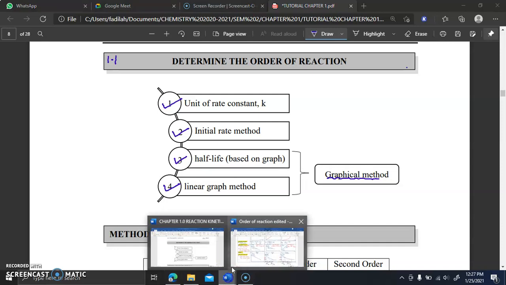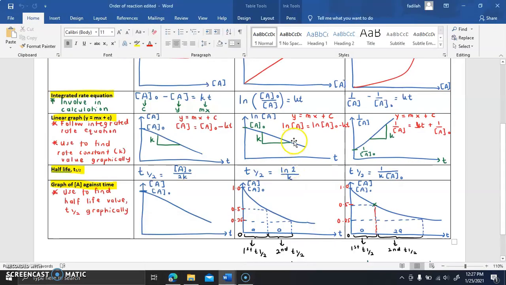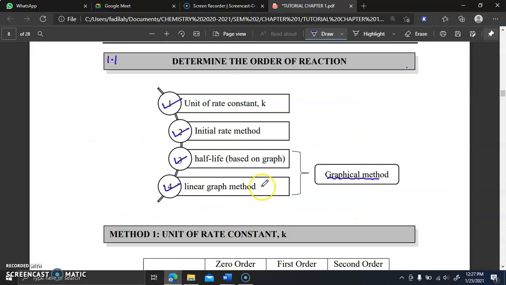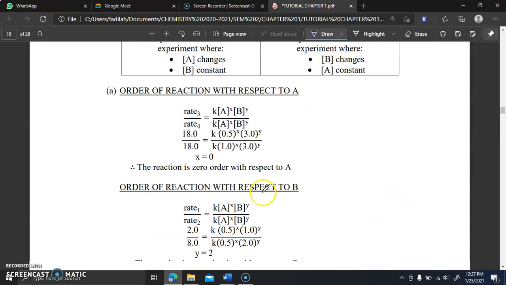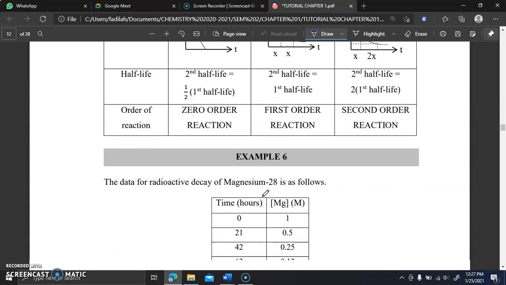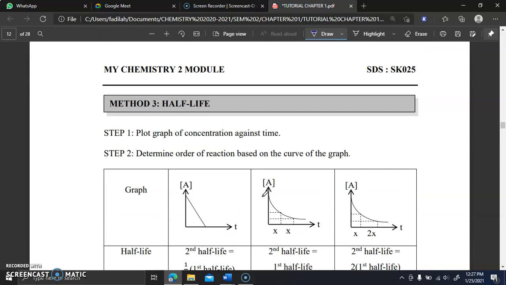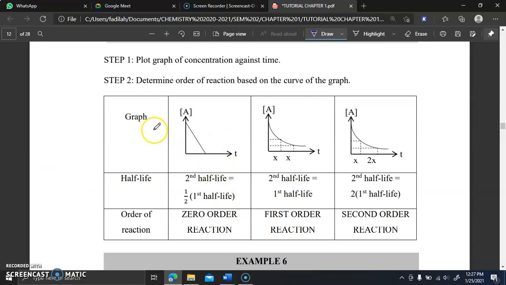And also for this, teacher nak you guys refer pada handout yang kita dah buat bersama-sama. Pada handout ni kita akan fokus kepada linear graph and also graph of concentration of A against time. Okay, so continue with the tutorial. So now, let's go to the example. So this is the method 3, half-life method, right? So this is the graph of concentration against time for 0 order, first order and second order. So this is actually already inside the handout yang kita dah buat bersama-sama.